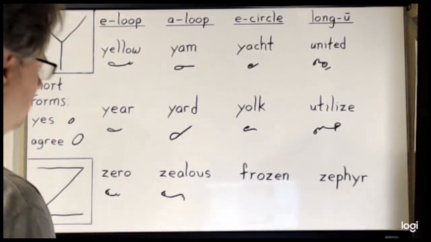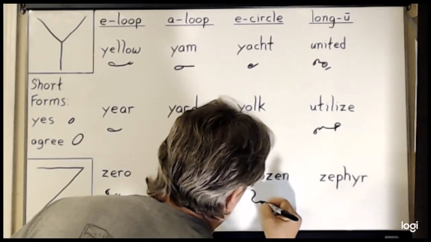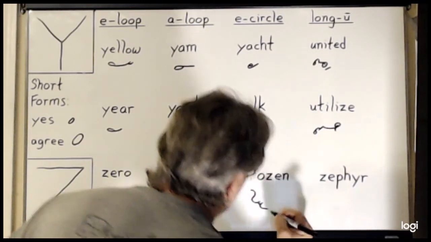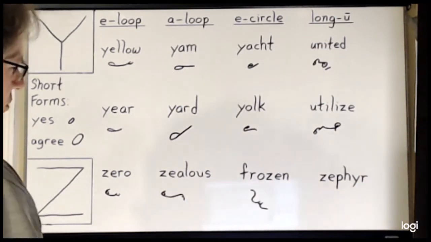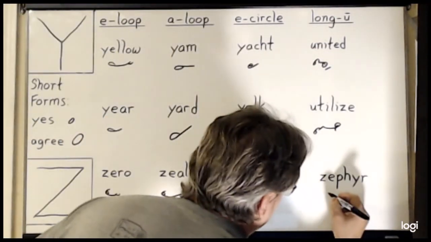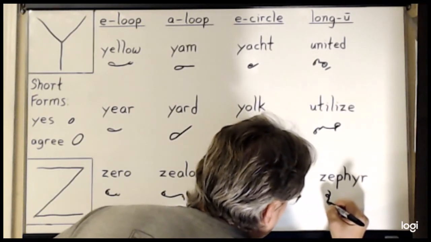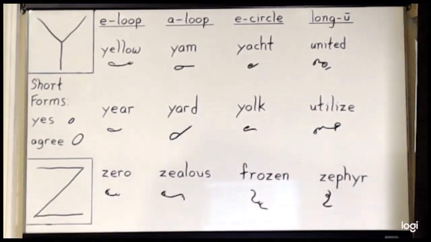For frozen, it will be F, R, O, the left S, and then an N. And then for Zephyr, this one will use the right S, representing the Z, E, F, and R for Zephyr.